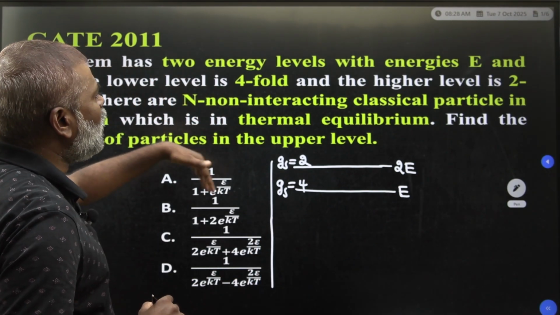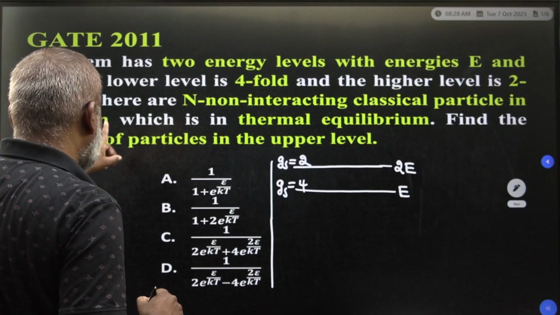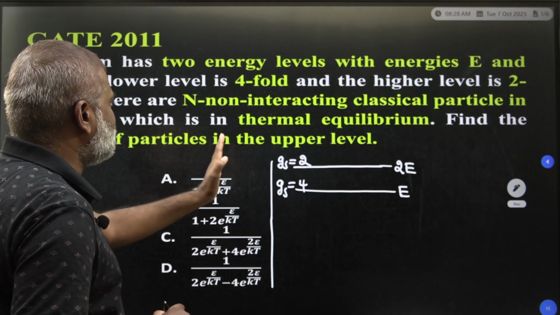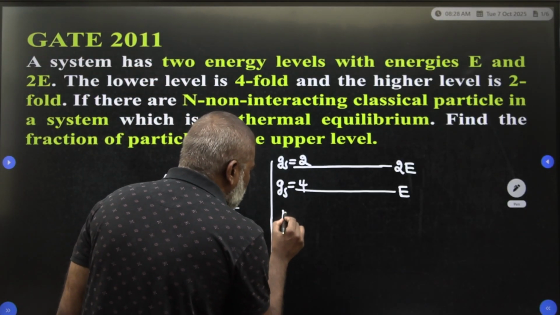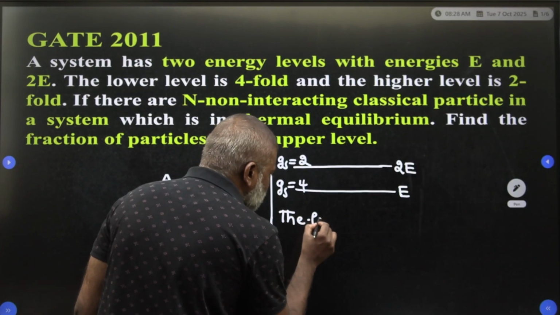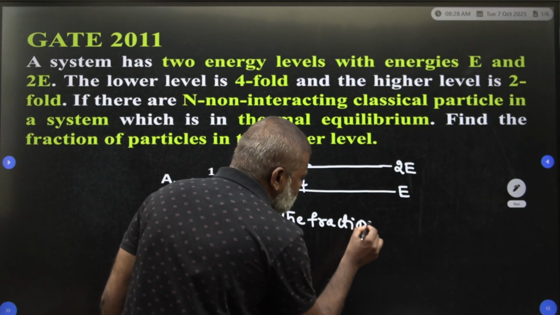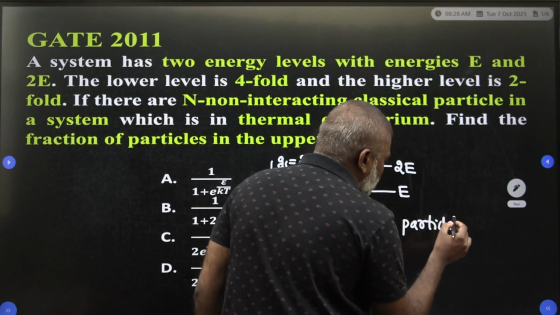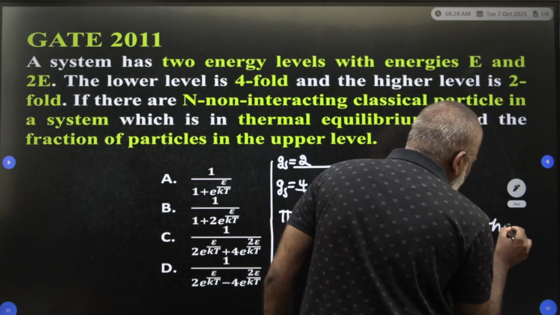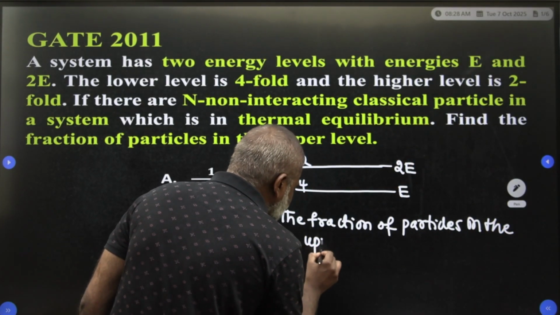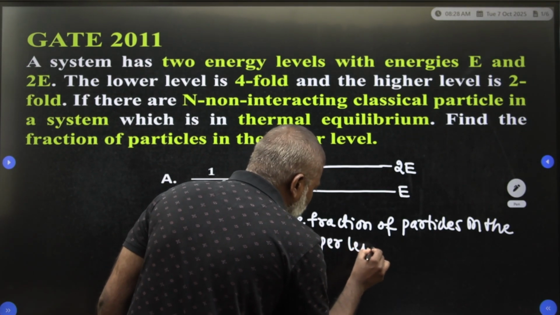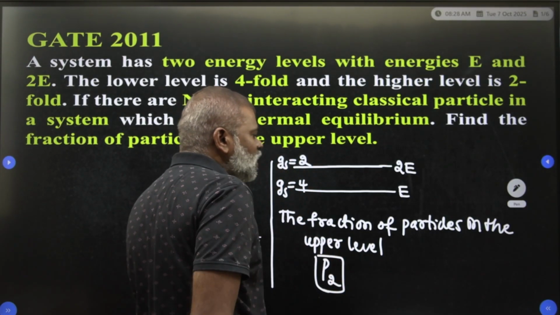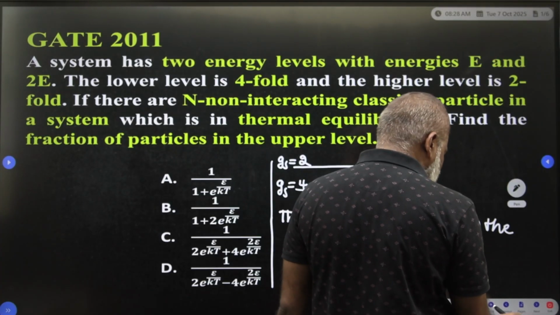If there are N non-interacting classical particles in a system in thermal equilibrium, find the fraction of particles in the upper level. The fraction of particles in the upper level is the probability of the upper level, which we need to calculate. So, how do we calculate it? Let us see here.